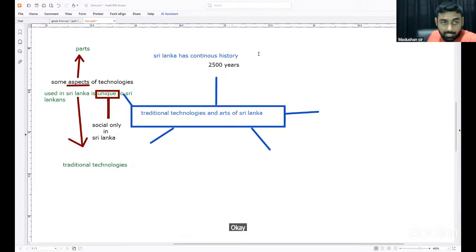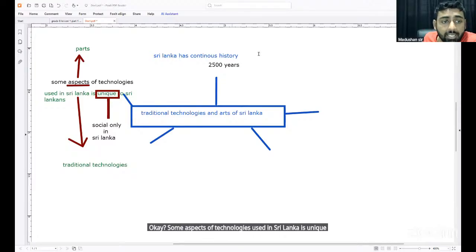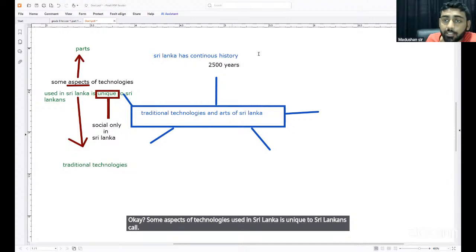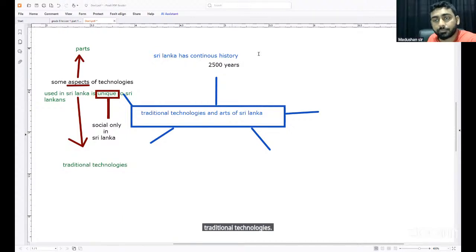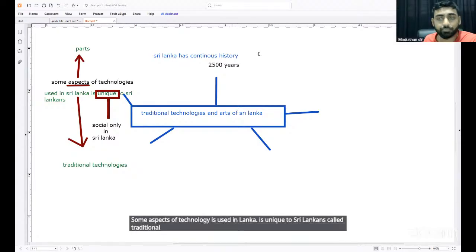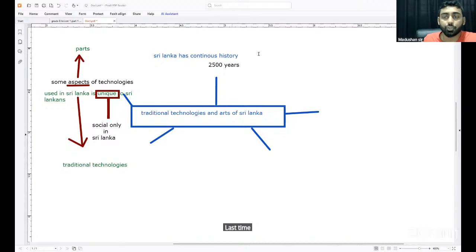Some aspects of technologies used in Sri Lanka are unique to Sri Lankans, called traditional technologies. One more time, 3, 2, 1. Some aspects of technologies used in Lanka are unique to Sri Lankans, called traditional technologies. Last time, 1, 2, 3. Some aspects of technologies used in Lanka are unique to Lankans, called traditional technologies.